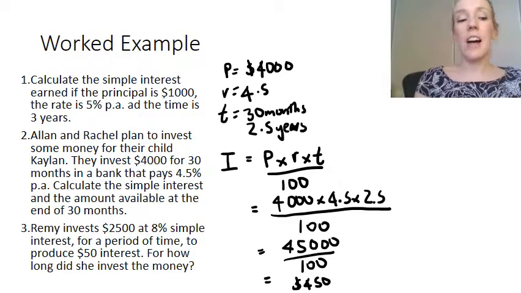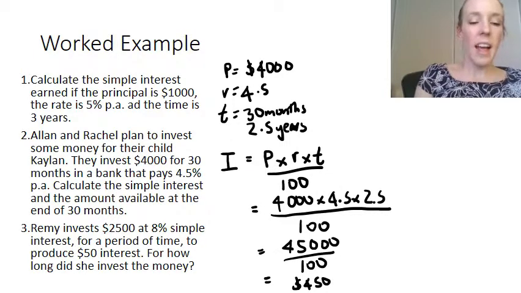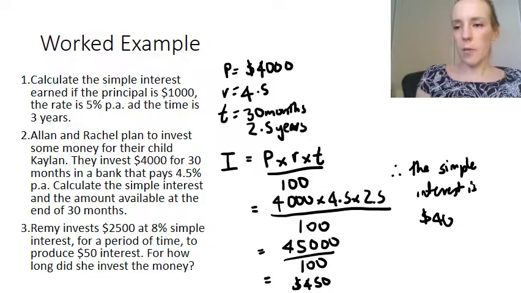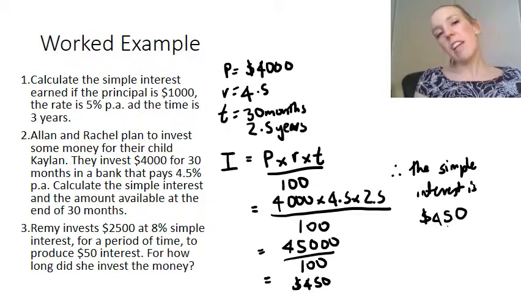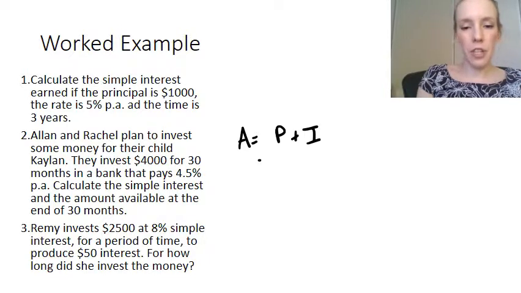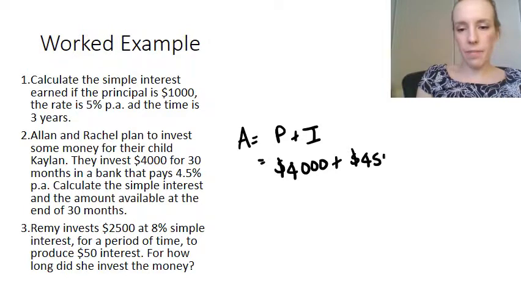But the question doesn't just ask for the interest, it says calculate the simple interest. So we've done that. The simple interest is $450. But the question doesn't just ask us to do that and nothing else. It also says calculate the amount available at the end of 30 months. To calculate the amount available at the end of 30 months, we'll have to write our formula down. The amount available is our principal amount plus our interest. Our principal amount was $4,000 and our interest was $450. So that will leave us with $4,450.